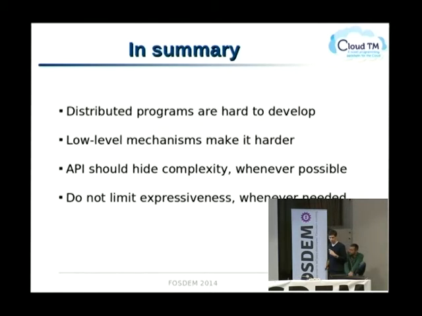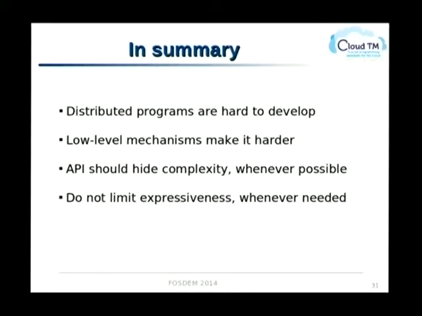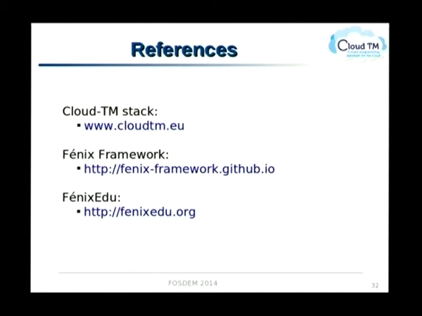And so in summary, we know that distributed applications are hard to develop. And in particular, if the programmers are exposed to a lot of low-level mechanisms that they have to tune and configure. And so our take here is that the APIs should hide the complexity every time it's possible, but still allow expressiveness whenever it's needed by the programmer. And so that's exactly what we try to do here.